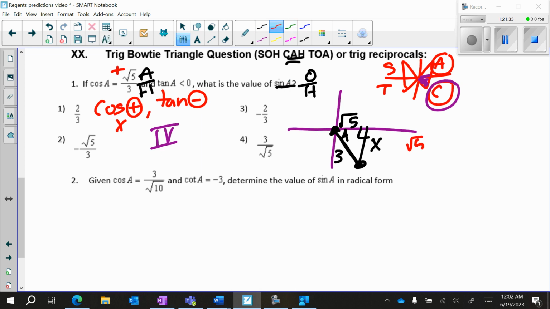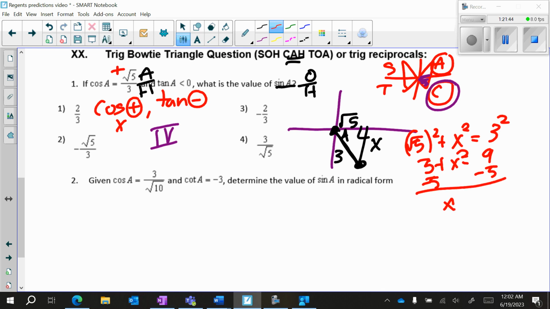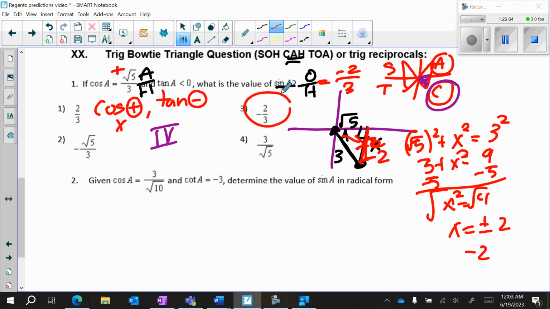All right, so you're going to do a squared plus b squared equals hypotenuse squared. 5 plus x squared equals 9. Solve for x. Remember, when you take the square root, you're going to have a positive or a negative answer. And because this is going down, this is going to be negative. So this is actually going to be negative 2. Then the sine is going to be opposite, which is negative 2, over hypotenuse, which is 3. There you go.